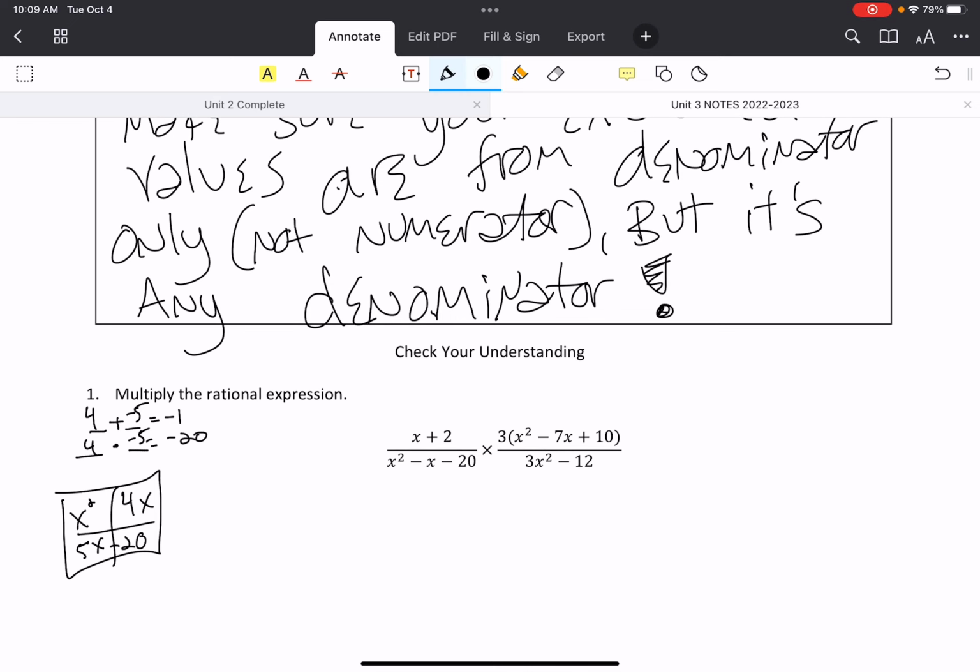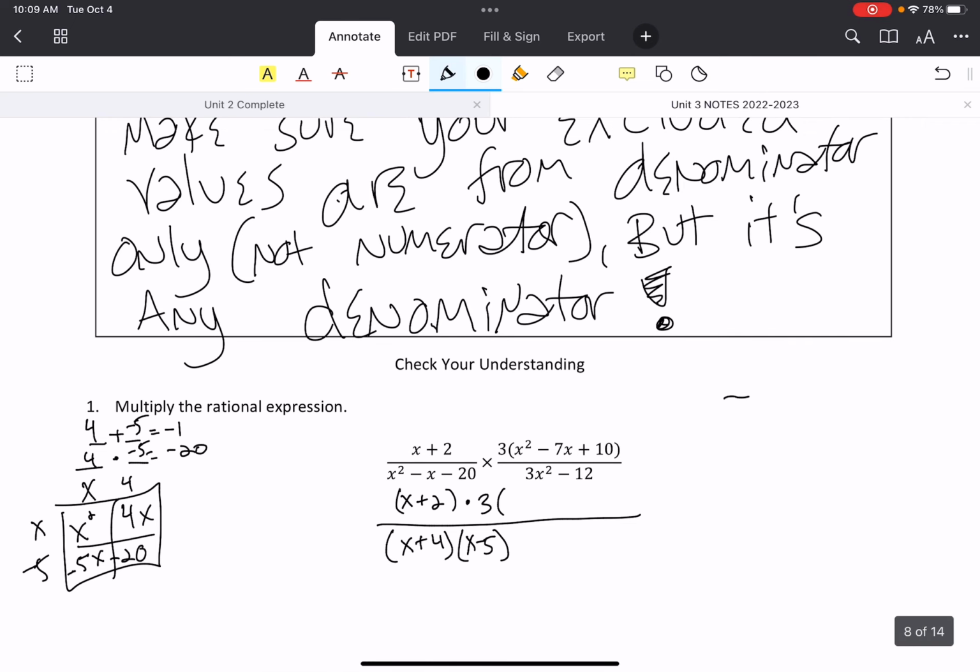Why isn't it letting me? Ah, there we go. So then I take my GCFs out, right? And then, so right now I have x plus 2, and then x plus 4 and x minus 5 times 3, right? I already took the GCF for you out of that top one, but now we got to factor that one.